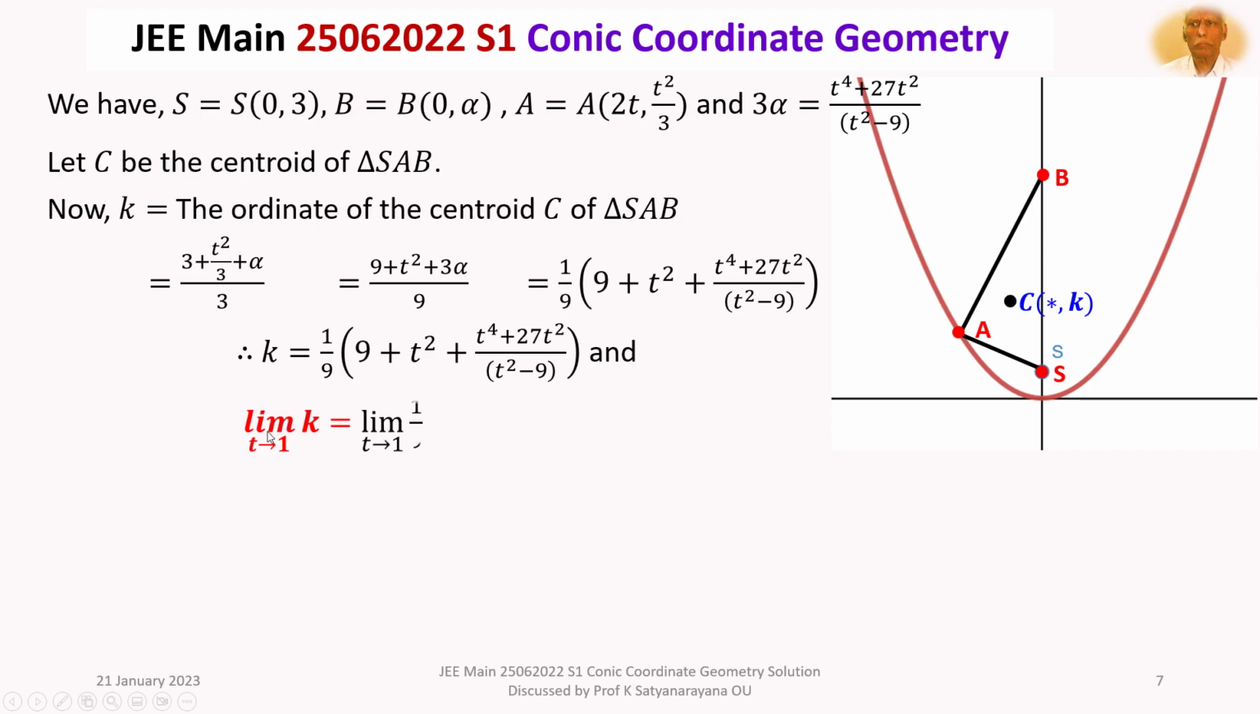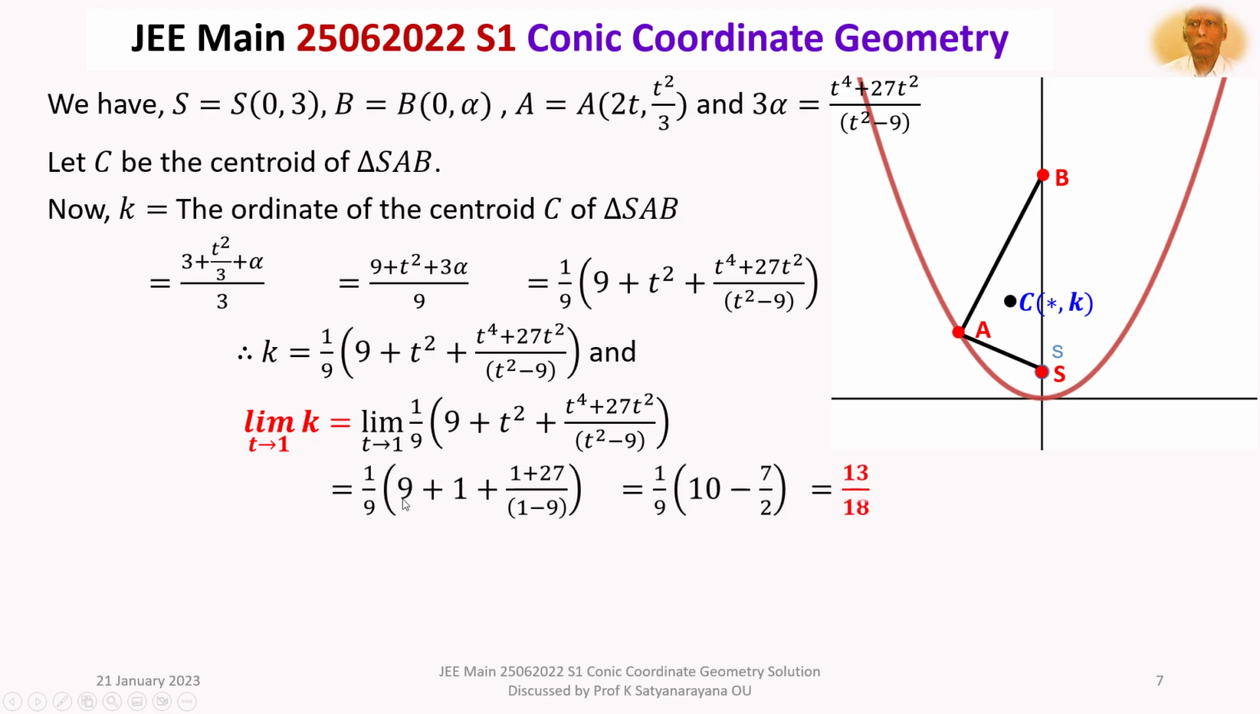Limit t tends to 1 of k is equal to limit t tends to 1 of 1 by 9 in brackets 9 plus t square plus t power 4 plus 27t square by t square minus 9. Now this is a continuous function, continuous at 1. Therefore limit means simply replace t by 1. So that is 1 by 9 into 9 plus 1 plus 1 plus 27 by 1 minus 9. This is 1 plus 27 is 28 by minus 8, that is minus 7 by 2.